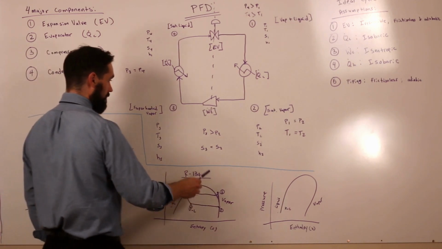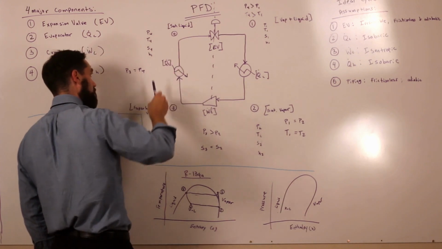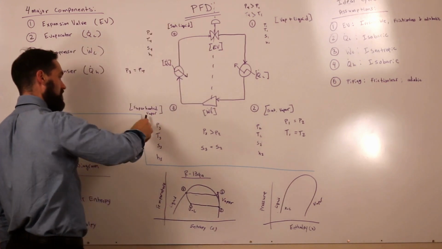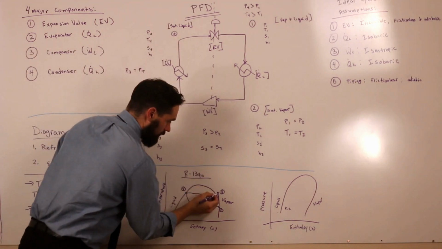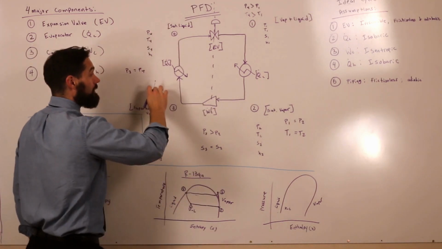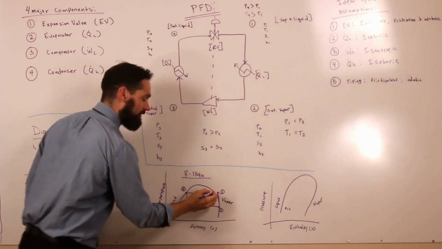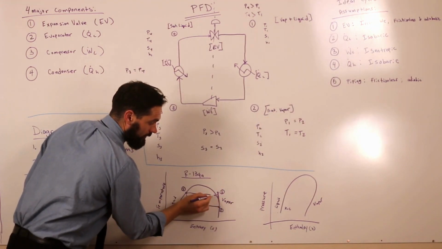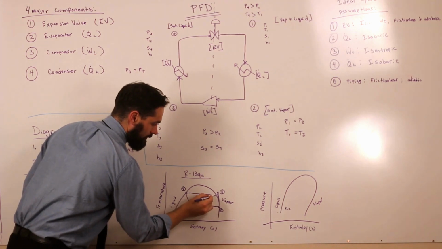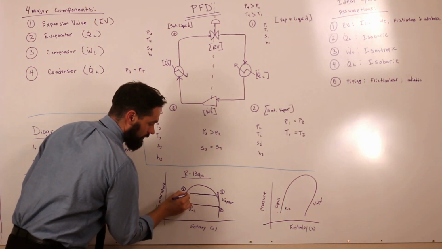And now what we're going to do is from state 3 to state 4, we're cooling this. We're going from superheated vapor to saturated liquid. How are we going to do that? Remember, isobarically. So we're going to follow this isobar down to the saturated vapor line right here, and then all the way across to state 4.